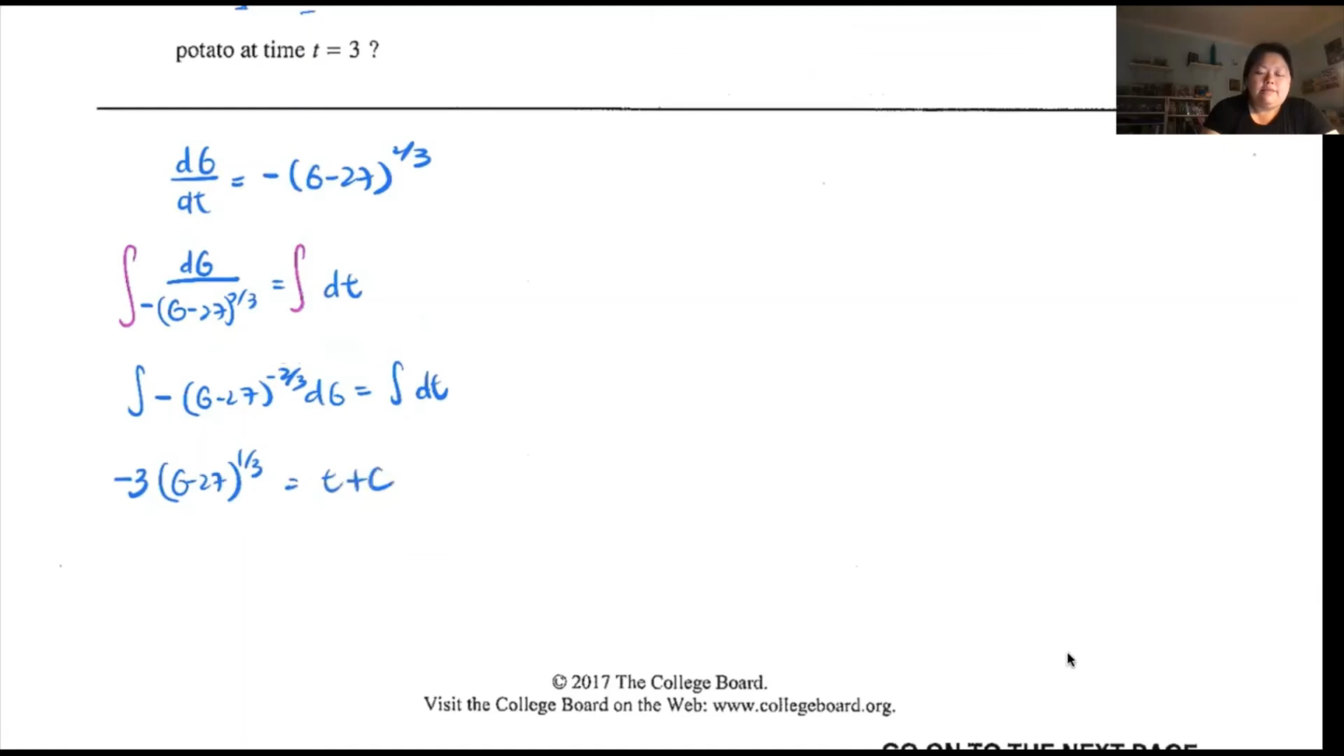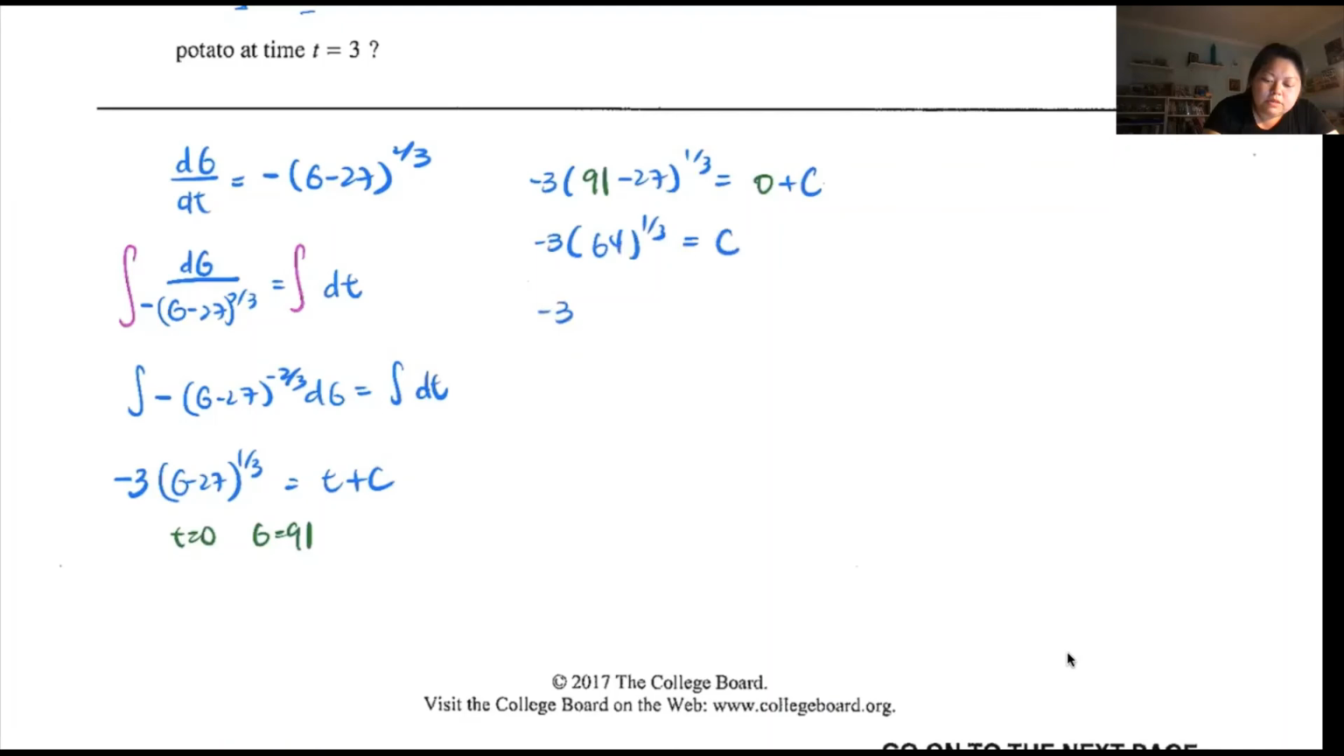All right, so now that I have this plus C, I can plug in my initial condition. Remember, t equals 0, g equals 91. So I have negative 3 times (91 minus 27) to the 1/3 equals 0 plus C. All right, so 91 minus 27 is 64. Negative 3 times 64 to the 1/3 equals C. 64 is really 4 times 4 times 4, so to the 1/3 is 4. So C equals negative 12.